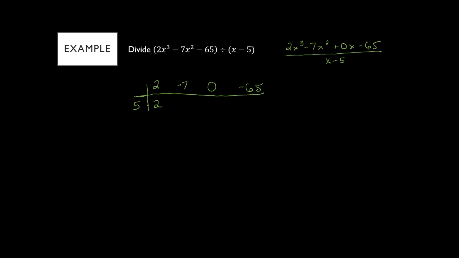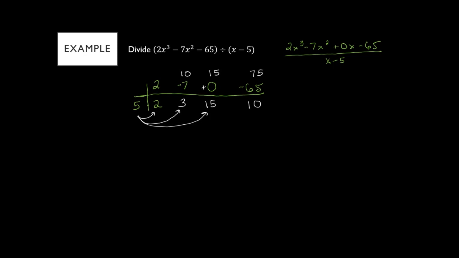And so now I just do my multiplication and addition. So 5 times 2 is 10. And then 10 minus 7 is 3. 5 times 3 is 15. 15 plus 0 is 15. 5 times 15, that one I can't do in my head, 75. 75 minus 65 is 10. So I filled in my chart.